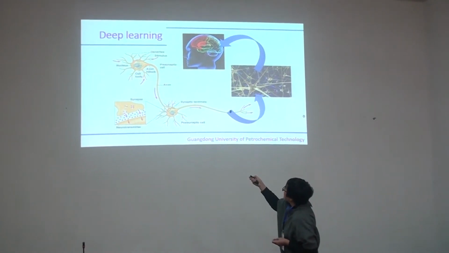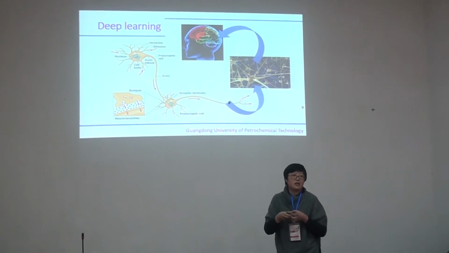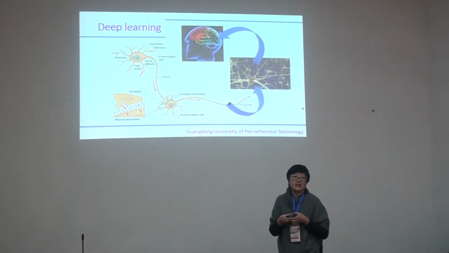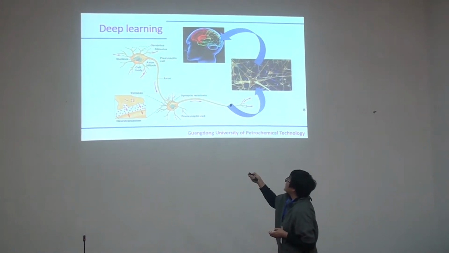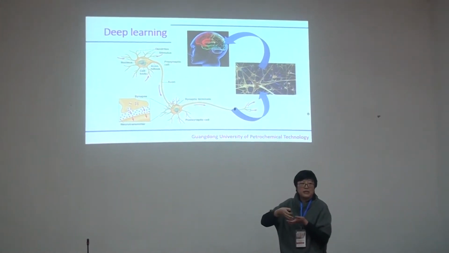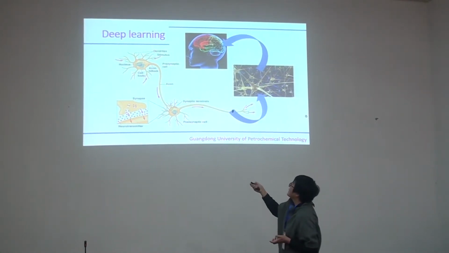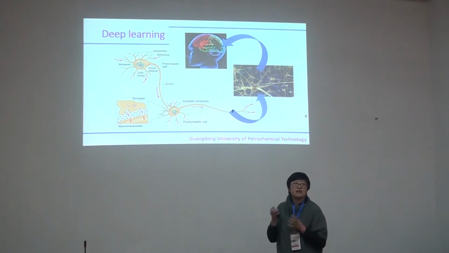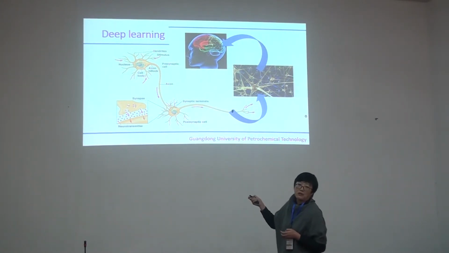And is there any output here? It depends on the energy in the cell body. If the energy in the cell body is accumulated to a threshold, then we say that this neuron fires. That means there is an output transported to another neuron. Otherwise, there is no output here.